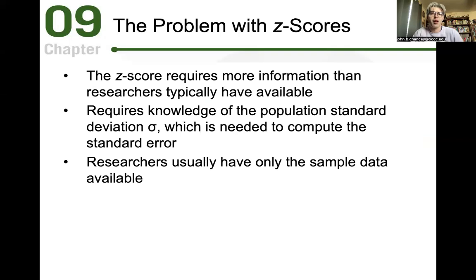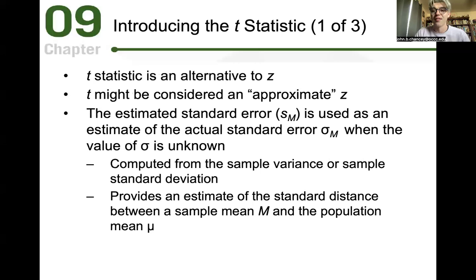There's some problems though, like it's not always applicable. It's not always appropriate to use a Z test or Z scores because sometimes they require more information than researchers actually have available to them. It assumes that researchers have certain data that may or may not be available. It requires knowledge of the population standard deviation, which is then used for computing that standard error, the denominator of our equation. And researchers usually only have the sample data available. So in this case, we have to use different statistical procedures to make up for that lack of information.